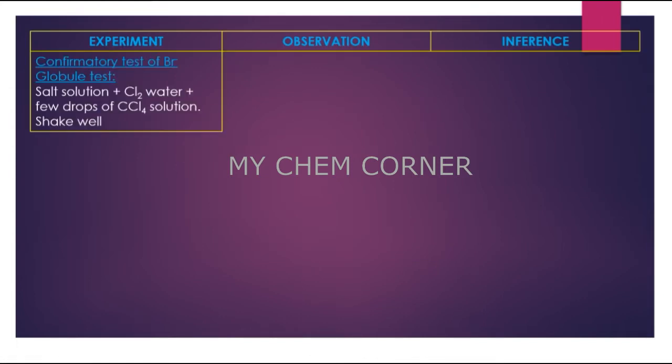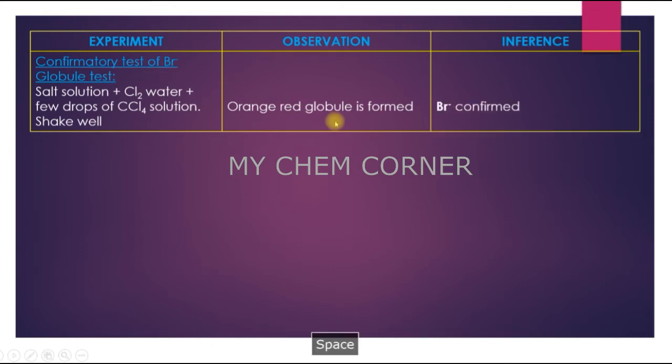Now say when you did the group test, you got bromide. So the confirmatory test for bromide is the globule test. Now in this one, what do you take? You add salt solution. Salt solution is just salt and water. To this you add chlorine water and a few drops of CCl4 and you shake it nicely. Initially, before you shake, you might form some globule, but that globule could be pale or probably yellow or orange in color. When you shake it well, that globule will change to an orange-red globule. That is when you confirm the presence of a bromide ion.